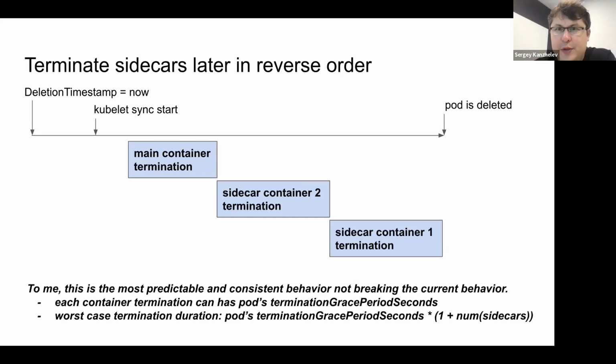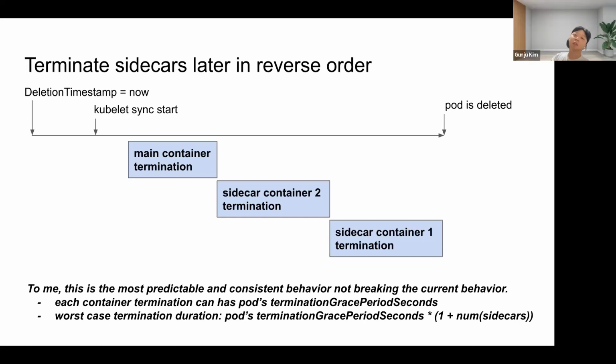I think all three that you said are pretty much the same time. When the deletion timestamp is set, then in the closest sync, we will either start pre-stops or SIGTERMs for all the containers, including sidecars. And then when all the main containers are gone, we will send a SIGTERM to the rest of the sidecar containers.